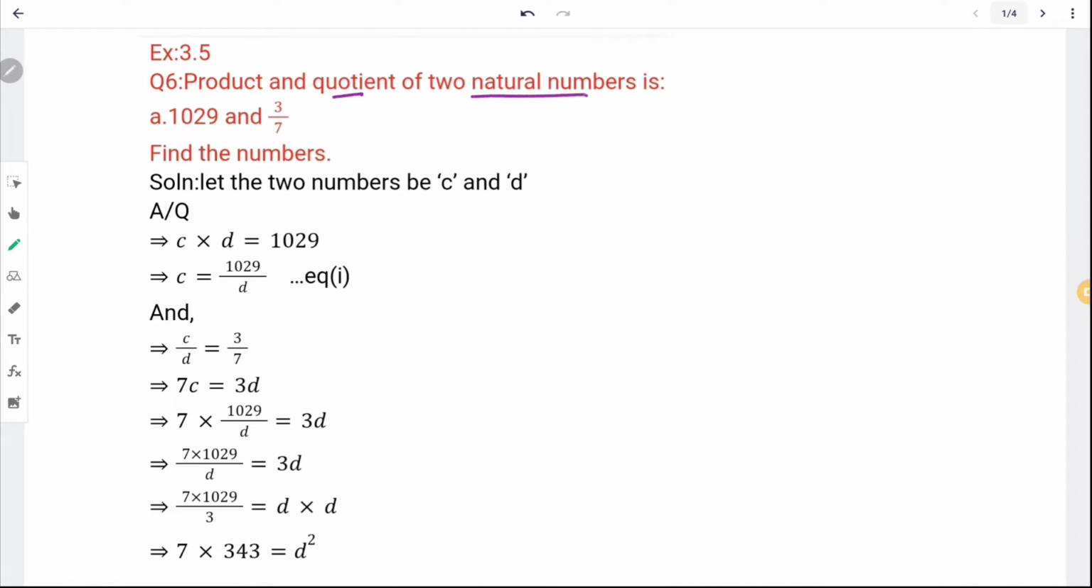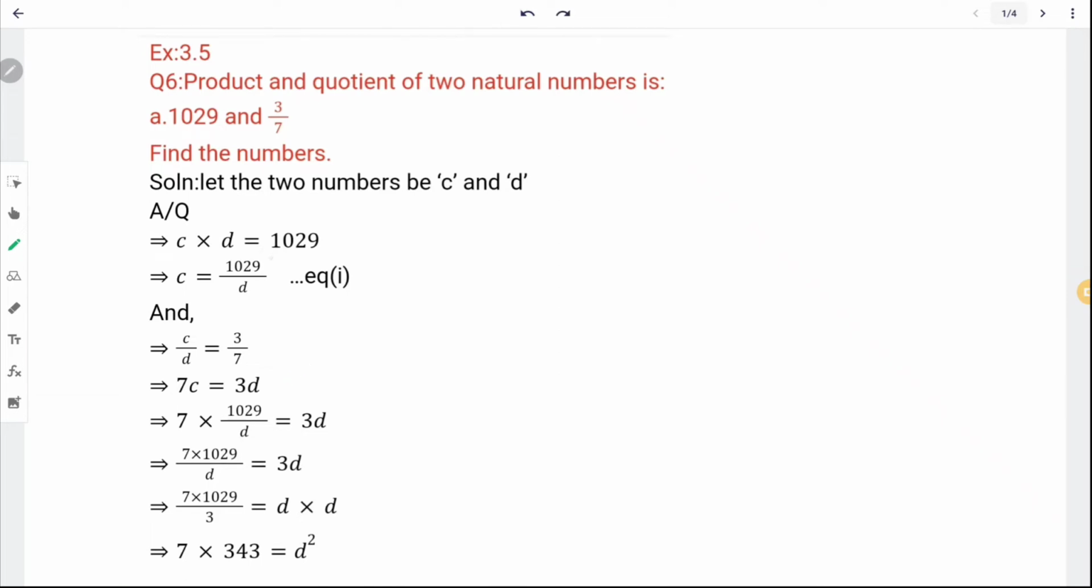The quotient of two natural numbers is 3 by 7. Okay, so what does this mean? It simply means that when we divide the two natural numbers, which are C and D, we're going to get 3 by 7. All right, simple as that. Okay, now I'm going to send this 7 up and this D up to the other side, cross multiplication. So I'm going to have what? 7C and then 3 times D.